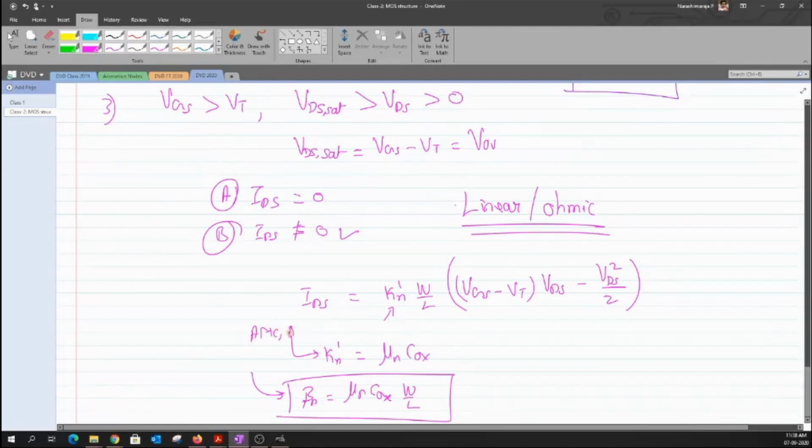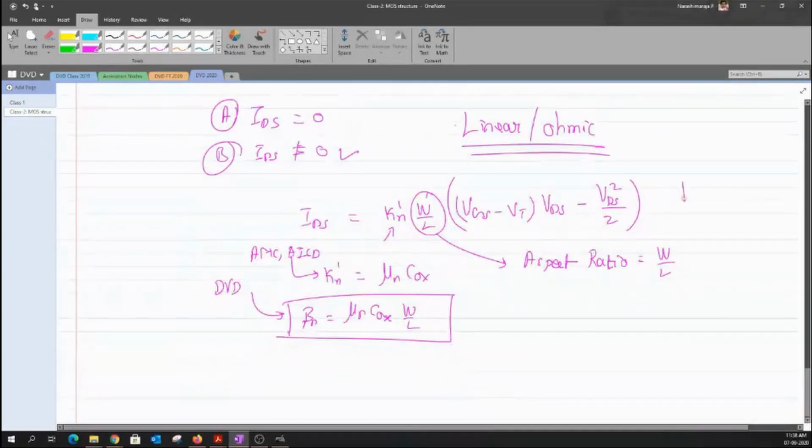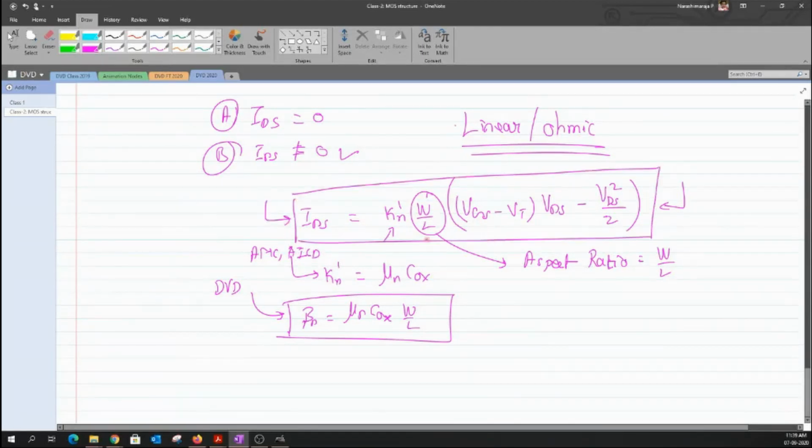AMC and AICD courses. These are the notations that they generally use, but for VLSI, we will be using this beta. And we generally call this W by L factor the aspect ratio. The whole of this derivation I will do in the next class. So I'm just assuming that you're already familiar with the form of this expression. Might not be how you got it, but you might be remembering the expression of your linear current equation. So with that in mind, I just wrote down this expression right now, clear?